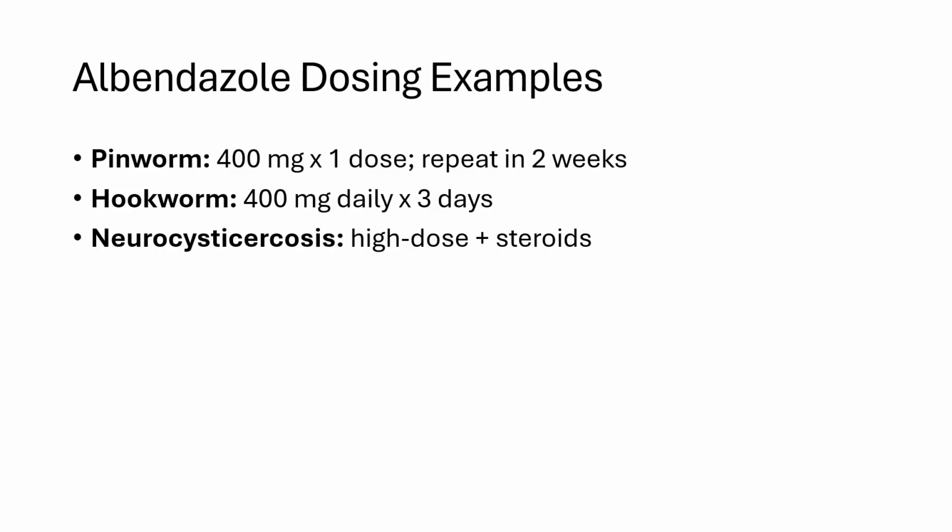Hookworm is going to probably be treated by infectious disease, but for example, we could use this for 400 milligrams daily for 3 days, and that's going to treat the adult worms in the small intestines. And then neurocysticercosis, which is larva in the CNS, for that we would use very high dose albendazole, and it's a longer duration, so 1 to 4 weeks, depending on if there are also cysts. And then we also typically are administering steroids with this medication because it's going to reduce the inflammation from the dying cysts that is going to occur when we kill off these helminthics.